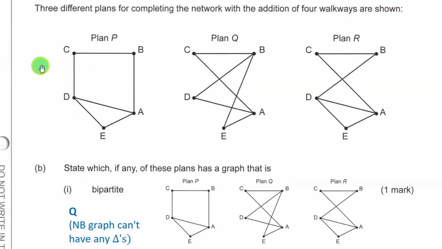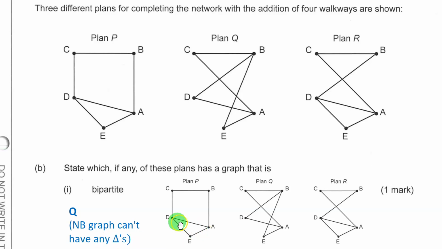Over the page, it carries on with 3 different plans for completing the network, as shown by where we've added 4 walkways. And then we've got to answer some questions on these graphs. State which, if any, of these plans has a graph that is bipartite. So a bipartite graph can never have any triangles. That's a very quick way of identifying a bipartite graph.